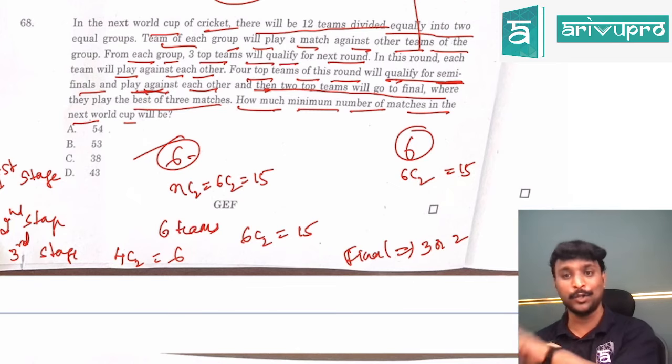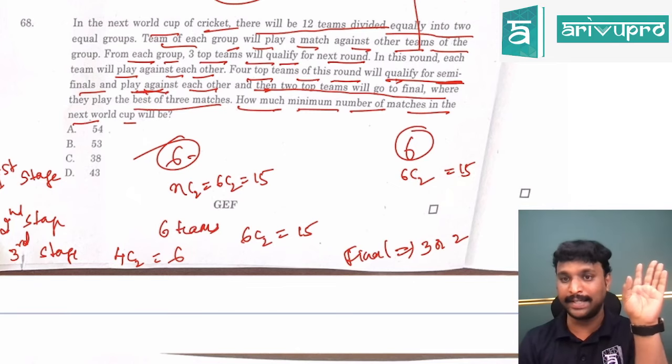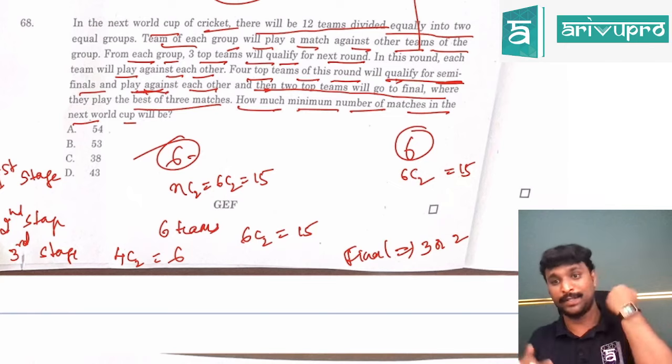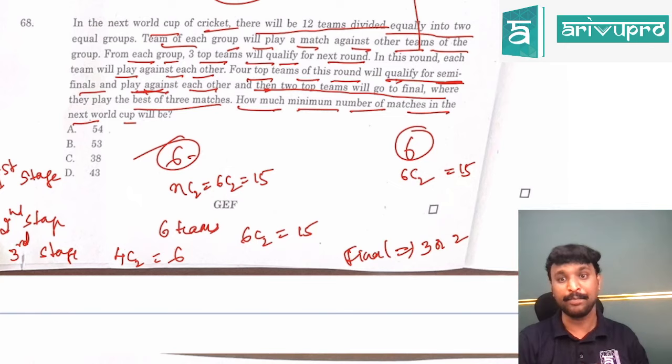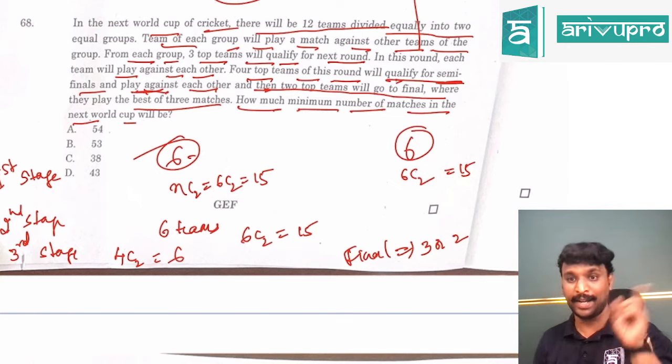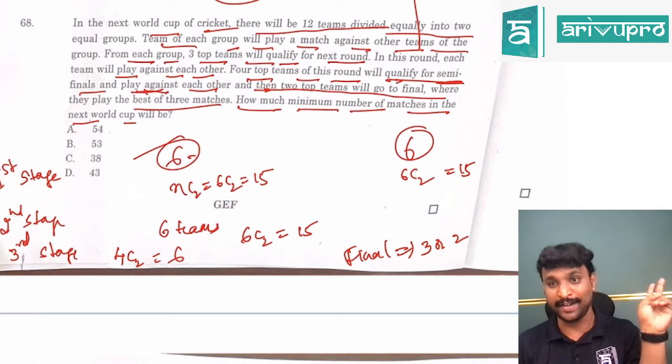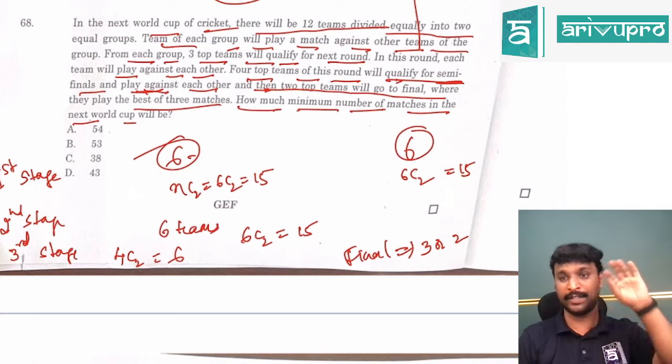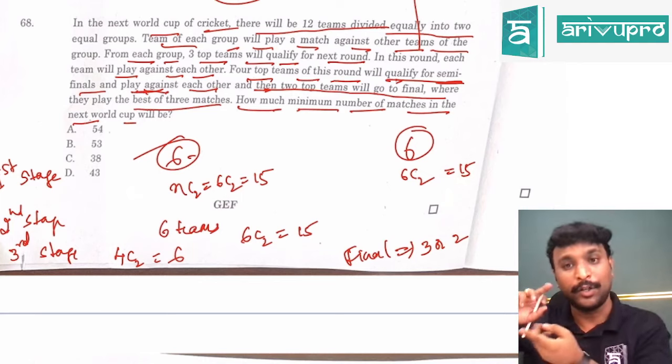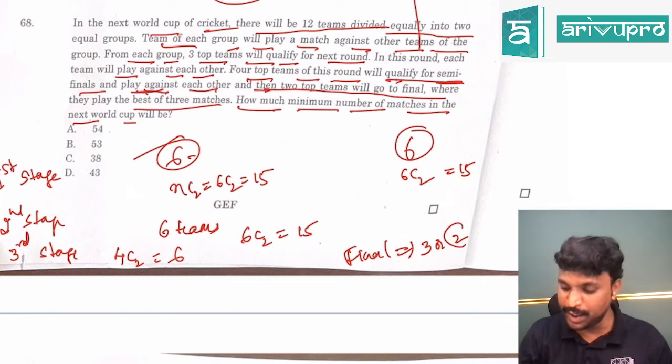If a team wins 2 matches, that particular team is declared the winner, because it is best of 3. Correct? You remember the VB series, India versus Australia. India won the first 2 finals, so the third final wasn't played. Yes or no? So it could be 2 matches or 3 matches. Minimum means you have to consider only 2.